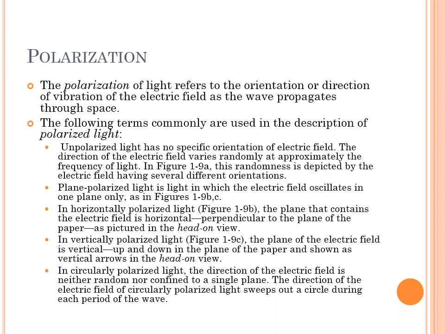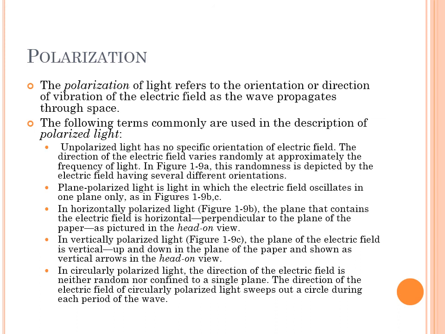In figure 1.9a of our textbook, you can see this. This randomness is depicted by the electric field having several different orientations. Plane polarized light is light in which the electric field oscillates in one plane only. And this is shown in figure 1.9b and c in our textbook.